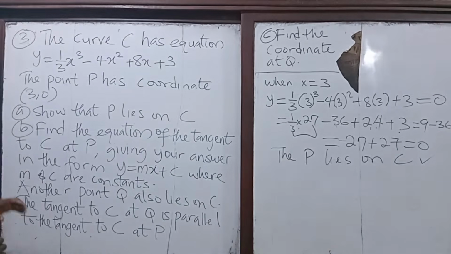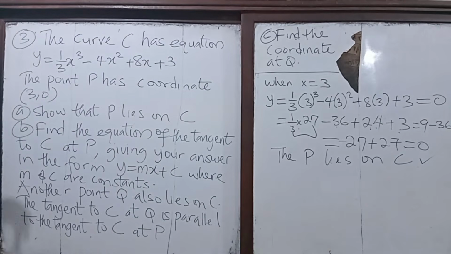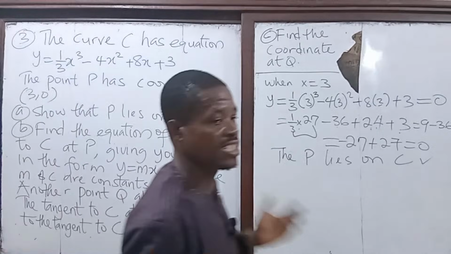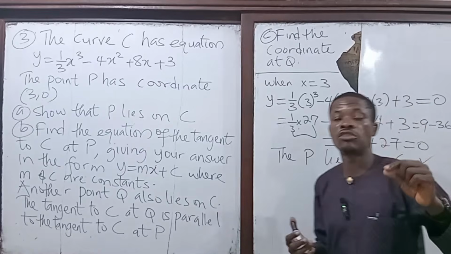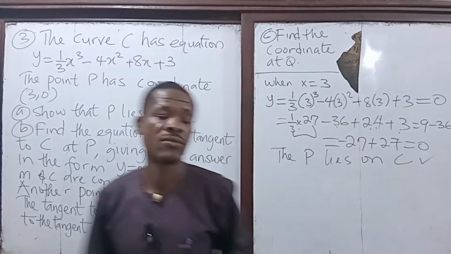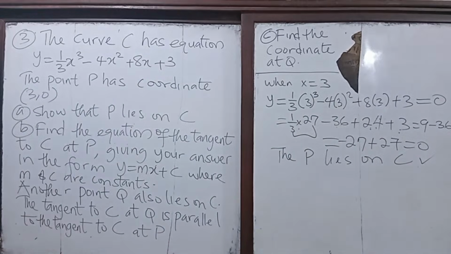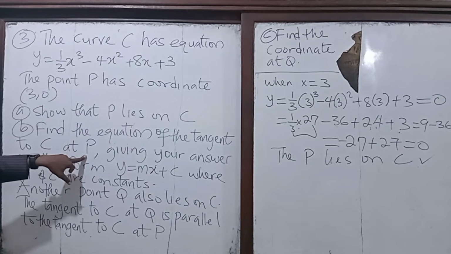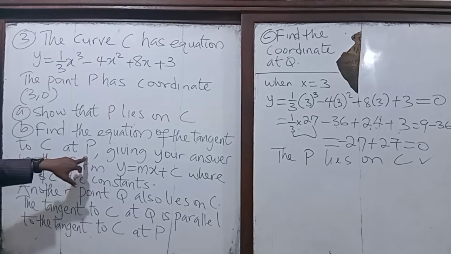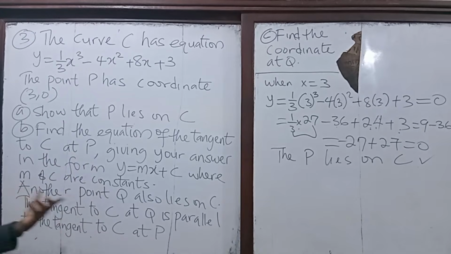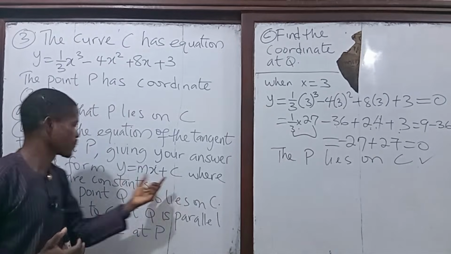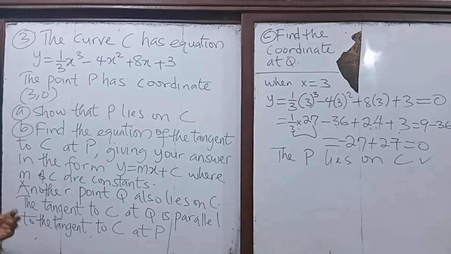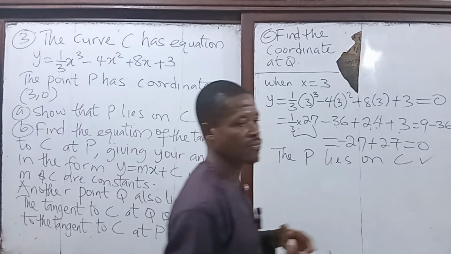Okay, let's see the B part. Find the equation of the tangents at P, giving your answer in the form y equals mx plus c, where m and c are constants. So let's see that.